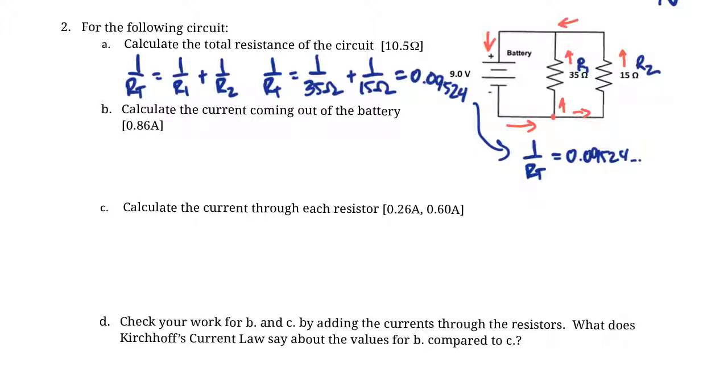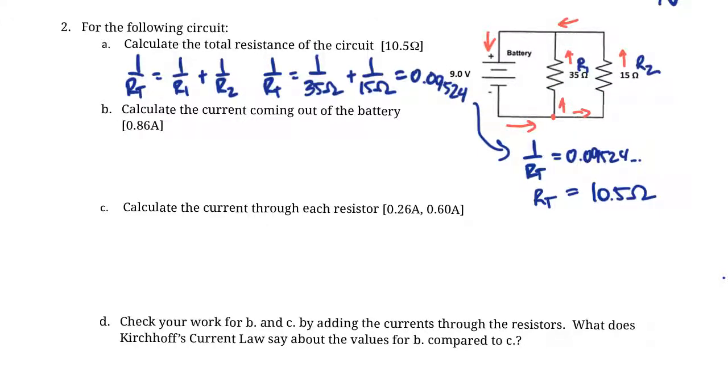In order to find our total resistance, we need to flip this fraction. The easiest way to do that, if this number is already in your calculator, is 1 divided by this number. So I'm going to do 1 divided by the previous answer, and that tells me what the total resistance is. 1 divided by a fraction just flips it. It gives me 10.5 ohms. So the total resistance of this circuit is 10.5 ohms.